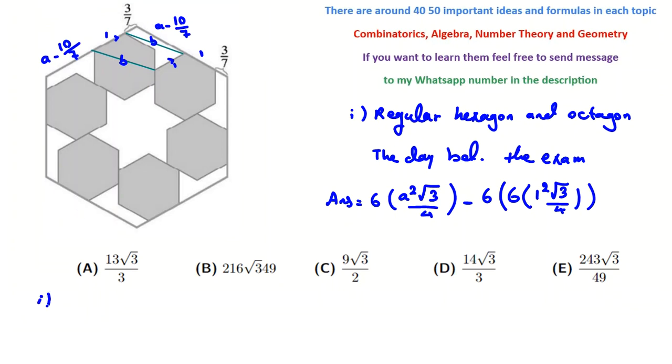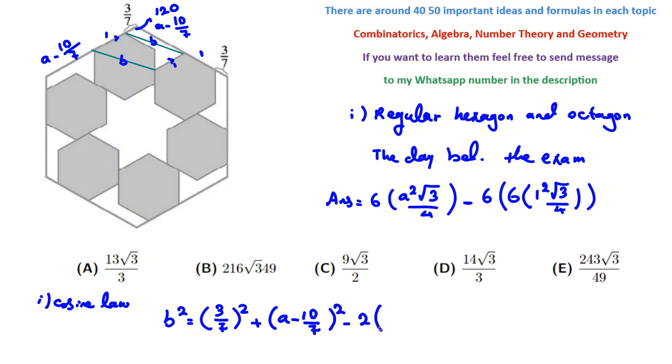For this B, if you use the cosine law, another thing I said is useful before the exam. We know this angle is 120 degrees. So B squared is 3/7 squared plus A minus 10/7 squared minus 2 times 3/7 times A minus 10/7 times cosine 120. Cosine 120 is negative cosine 60, which is negative 1/2.